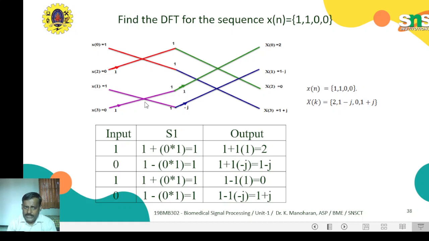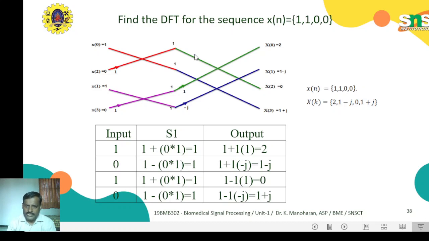The same thing will be done for this second butterfly also. So one input is 1, another input also 0, and the twiddle factor is 1. So 1 into 0 will be 0. So this 0 should be added for this and subtracted for this. So 1 plus 0 is 1. 1 minus 0 is 1 here. Look at this second stage. Second stage also we have 2 butterflies, but the input and twiddle factor is different.